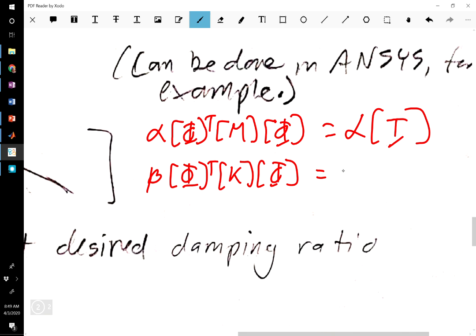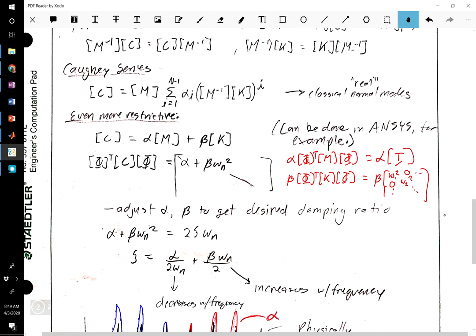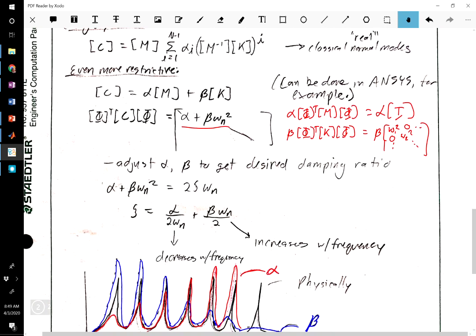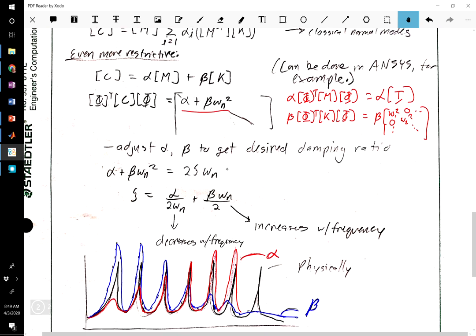And what is that? Phi transpose K phi is a diagonal matrix with the natural frequencies squared along the diagonal. So first natural frequency squared, second natural frequency squared, and then everywhere else we'll have zeros. So again, if you understand this fundamental derivation, in about 2 seconds you can derive that the diagonal of this matrix will be alpha plus beta omega n squared. And so we have two numbers that we can pick to get the damping ratios that we want for every mode.